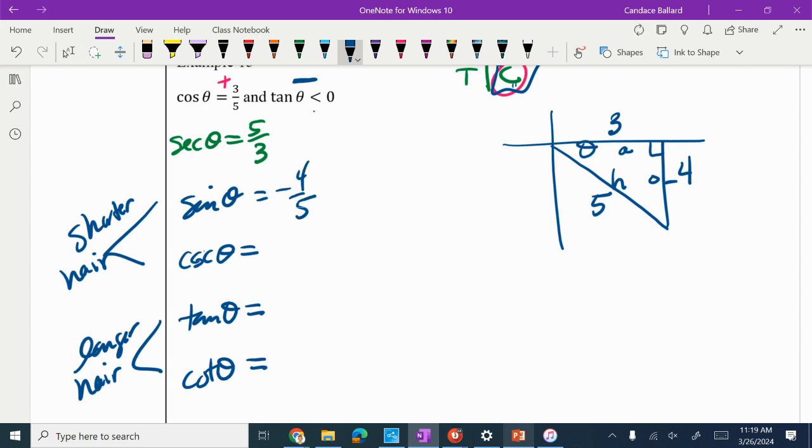Negative 4/5. What about cosecant? Yeah, and does the negative matter where it's at? No. Okay, what about tangent? What do we get for tangent? Good. And for cotangent? Good. All right. Not hard. It's just a different way of asking the same problem again, right?